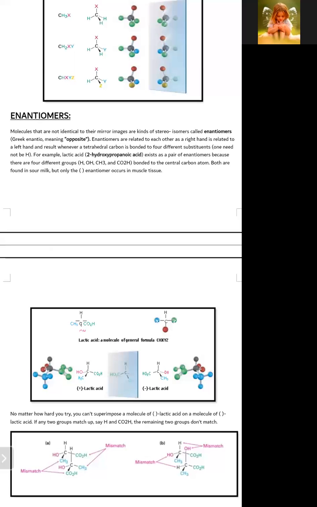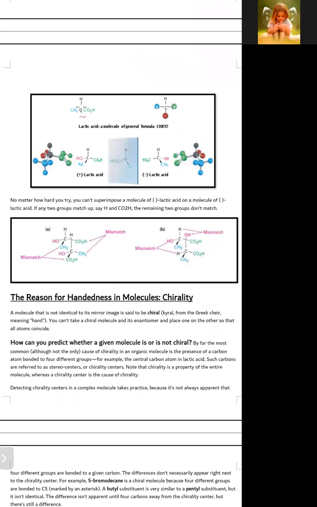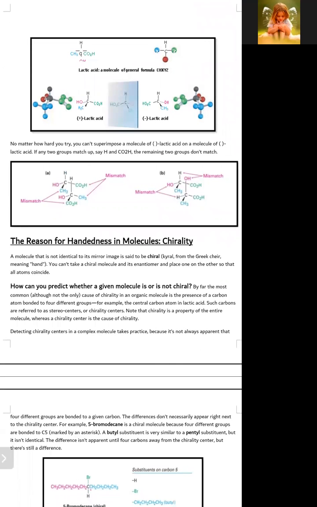This is the structure of lactic acid, a molecule of general formula CHXYZ. These molecules cannot be superimposed on each other and they are not identical. Then lactic acid positive and lactic acid negative. No matter how hard you try, you can't superimpose a molecule of positive lactic acid on a molecule of negative lactic acid. If any two groups match up, say hydrogen and CO2H, the remaining two groups don't match.